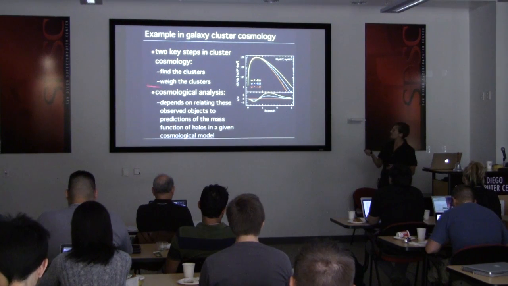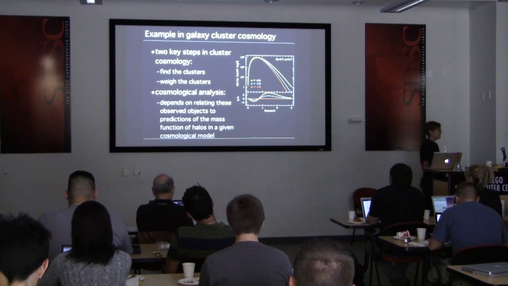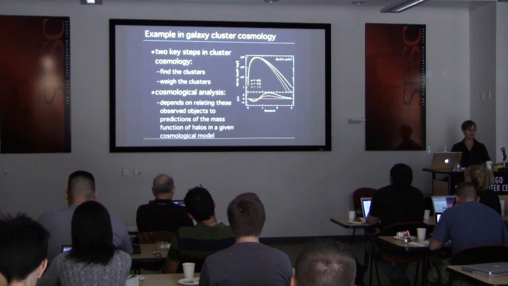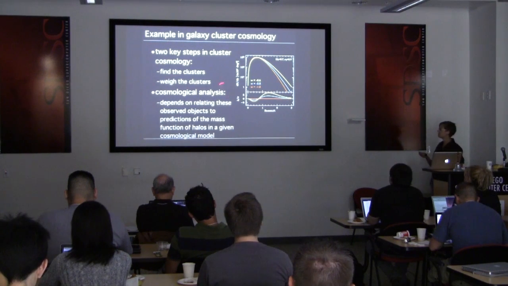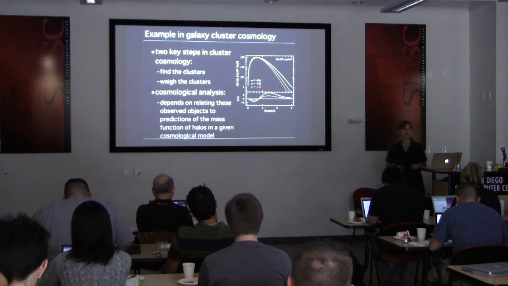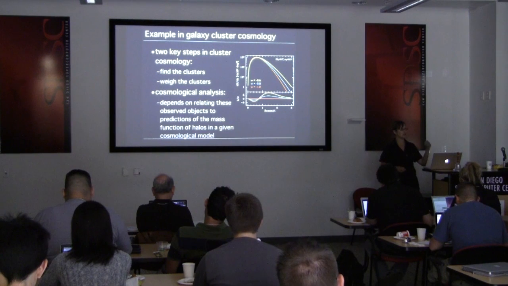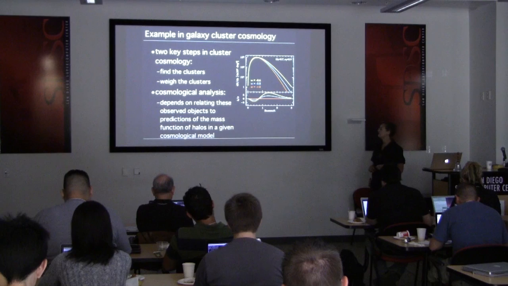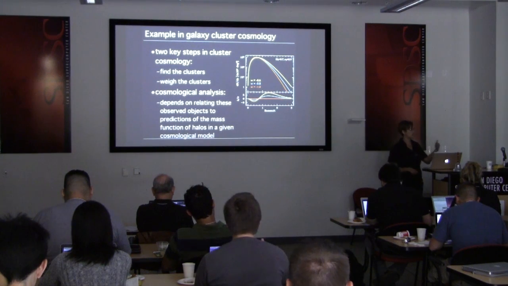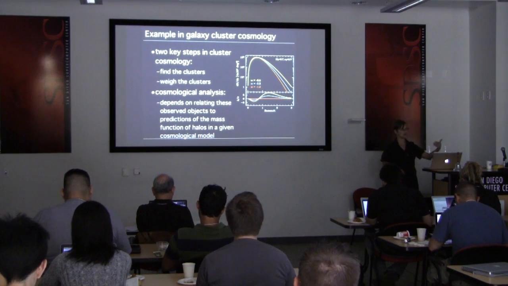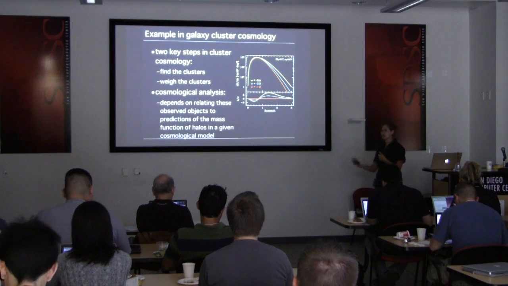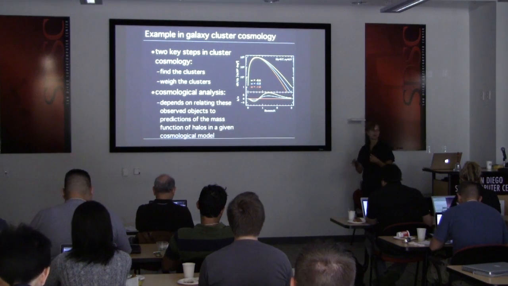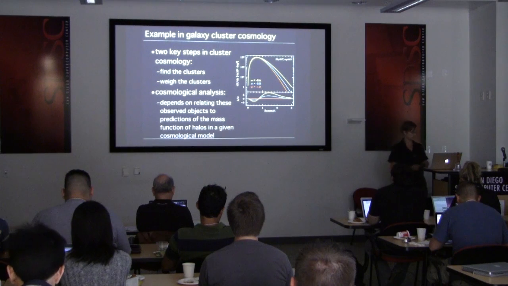And then after you find them, you want to weigh them. Okay, you need to know about their mass. Right? The reason you need to know about their mass is that the way you're going to do cosmological inference from these measurements is by relating them to the evolution of the halo mass function or the halo clustering. Okay? So we have a prediction that goes from cosmological parameters to the halo mass function, and then you have to know how to get from your observables to your mass function.